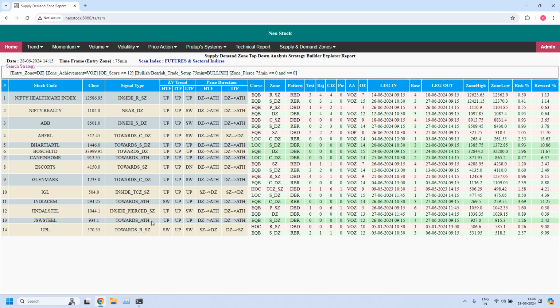So with these filters, I am generating the report. 14 stocks are filtered. These 14 stocks are supporting bullish trade setup for weekly income trade. That is entry time frame 75 minutes.